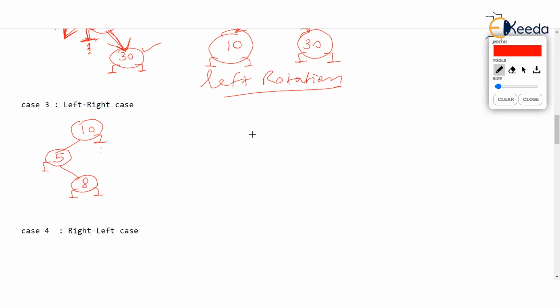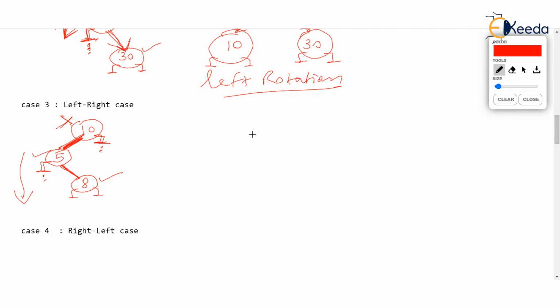Due to 10. Because if you check from bottom up, 8 is balanced. Bottommost level 8 is balanced, 0 minus 0. Next level up, 5 is balanced because left height of 5 is 0 and right height is 1, difference is 1, which is allowed. But 10 is not balanced, isn't it? Because left height of 10, observe, left height of 10 is 2. You can see that there are two levels down here, and right height of 10 is 0. So 2 minus 0, 2 not allowed.